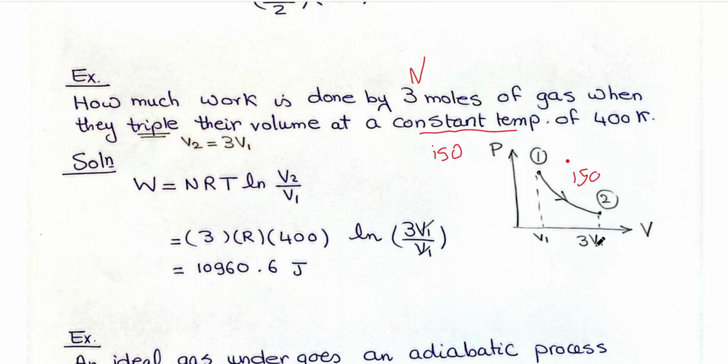What is the work? From the lecture, we know that the work equals N R T ln V2 over V1, V final over V initial. N is 3 moles, R is a constant given, T is 400 Kelvin, it's given in the problem, ln 3V1 over V1, ln 3.